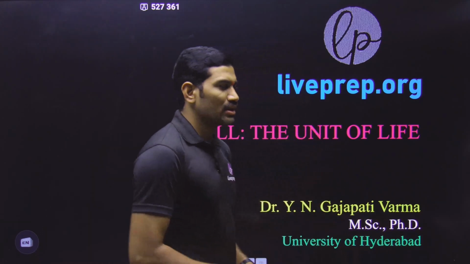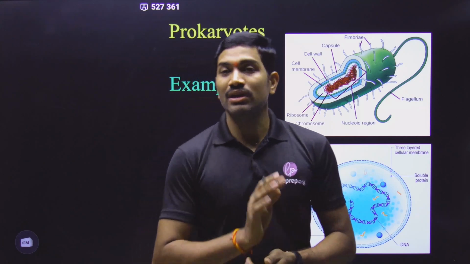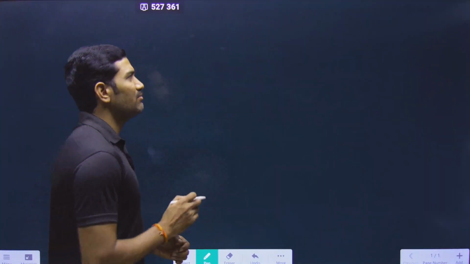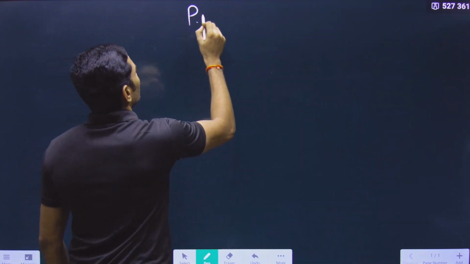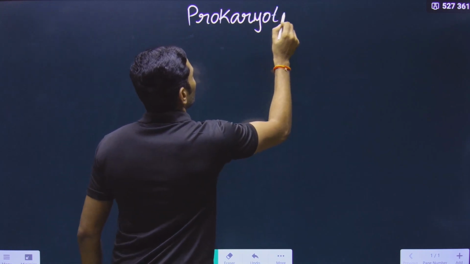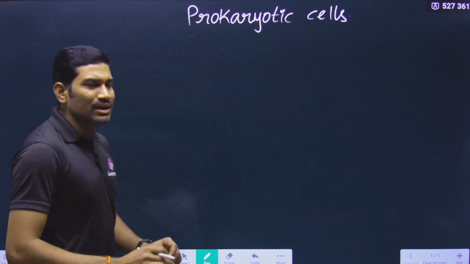Clear? And now we are quickly going with this, and the first thing we need to study is examples. What are these examples? Now let us see here. So prokaryotes, what is the major information regarding the prokaryotes? First let us quickly go through this. We are studying about prokaryotic cells. First we will see what the meaning of this is.